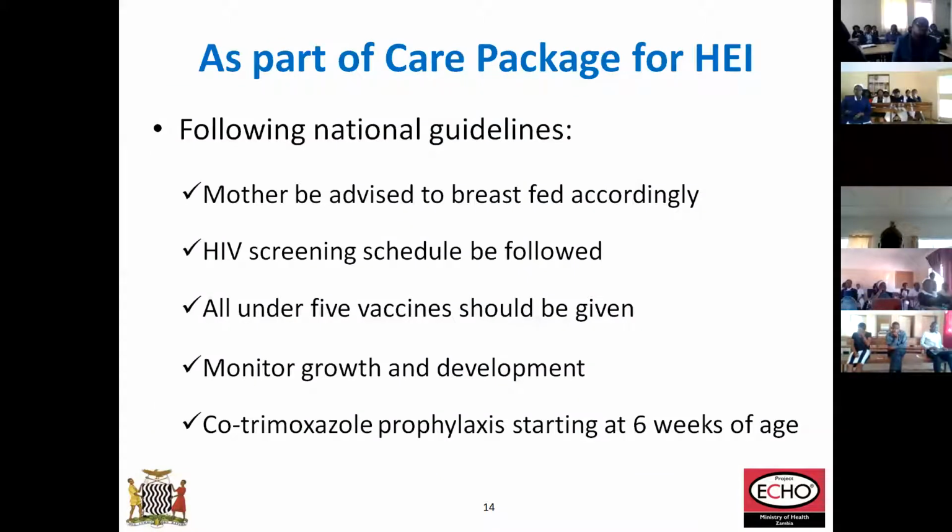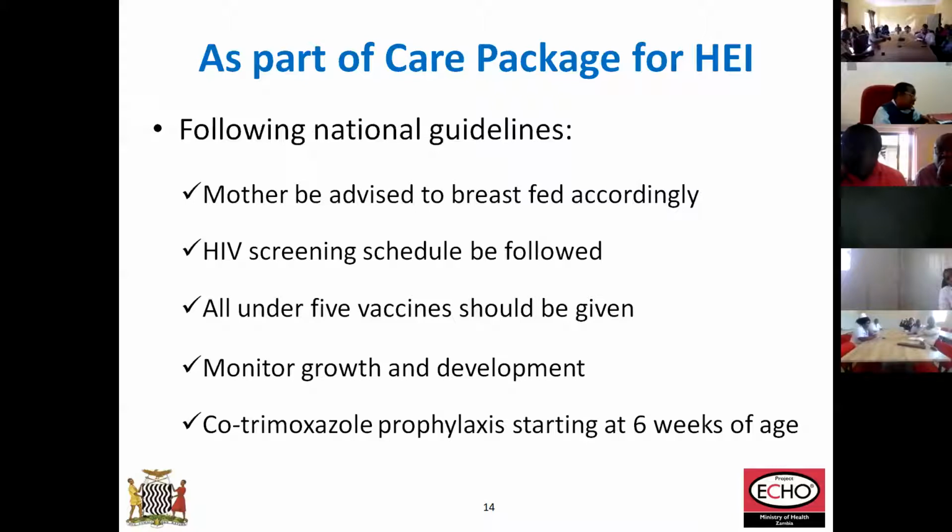Okay, so as part of care for these patients who are HIV exposed, we should follow the national guidelines. Sorry, there's a typo. We said mother be advised to breastfeed accordingly. So here, what we mean is that mothers are advised to breastfeed exclusively for 6 weeks or 6 months, and then add complementary feeds accordingly. And then they will go on breastfeeding until the child is used to eating other feeds, the normal way to do it.